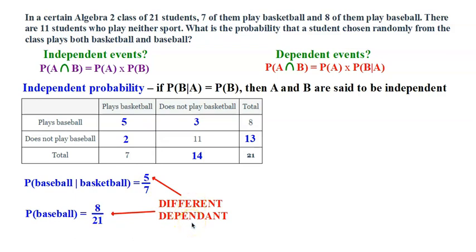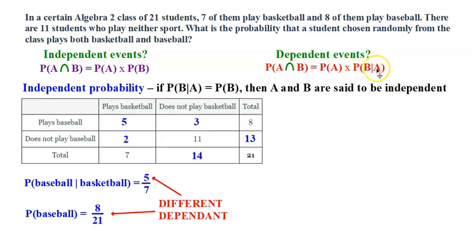You wouldn't think that, right? You would think that whether you play baseball has nothing to do with whether you play basketball. But apparently, for these kids, it does. Yeah, because they're athletes, and so they're more likely to play another sport than people who don't play a sport at all, right? So they're different, which means we want to use this formula, the dependent one.